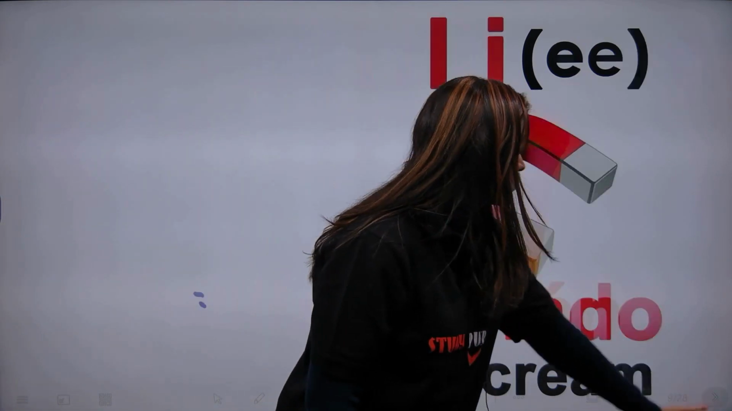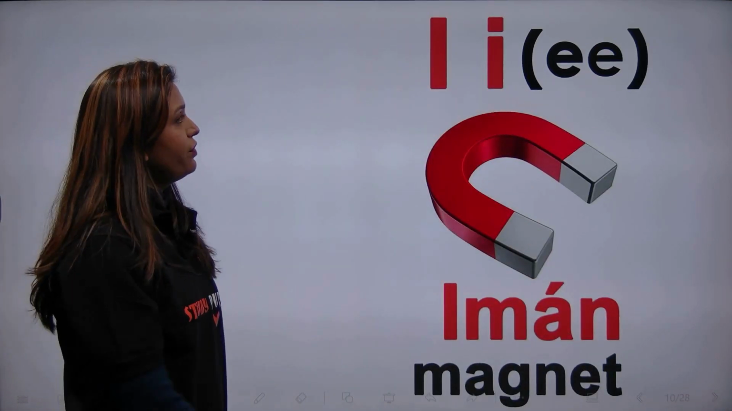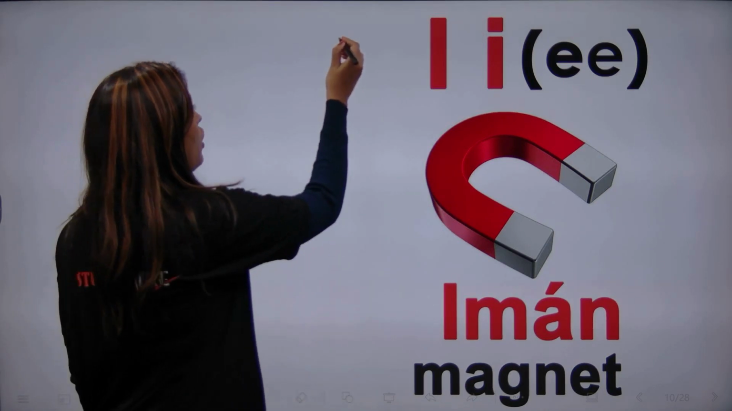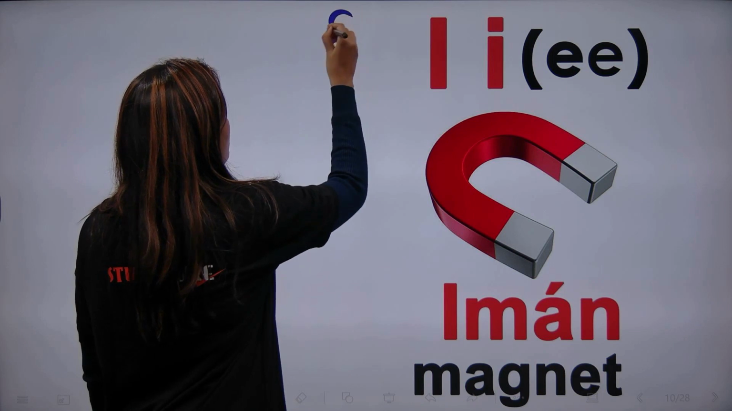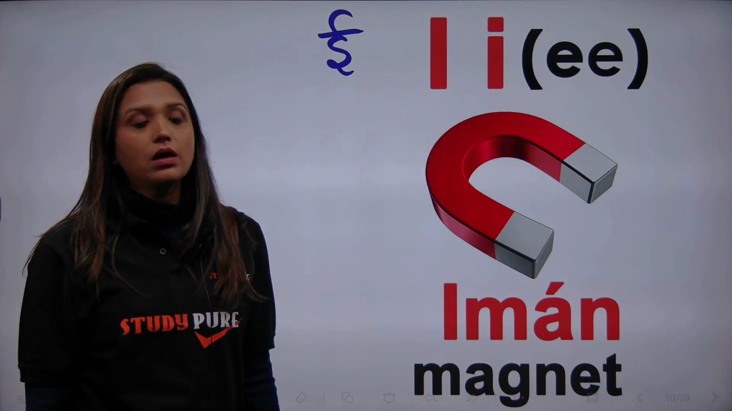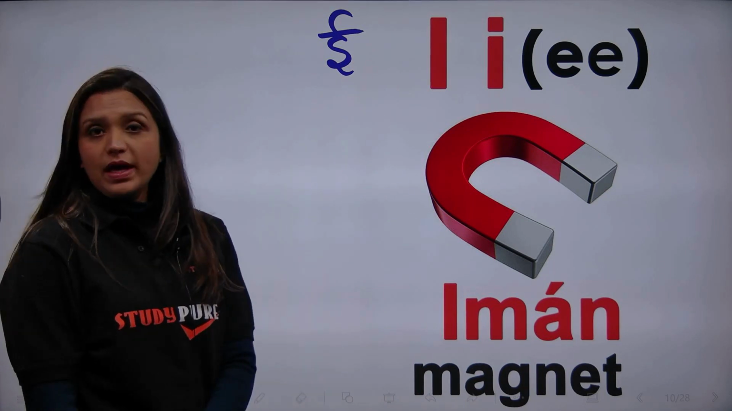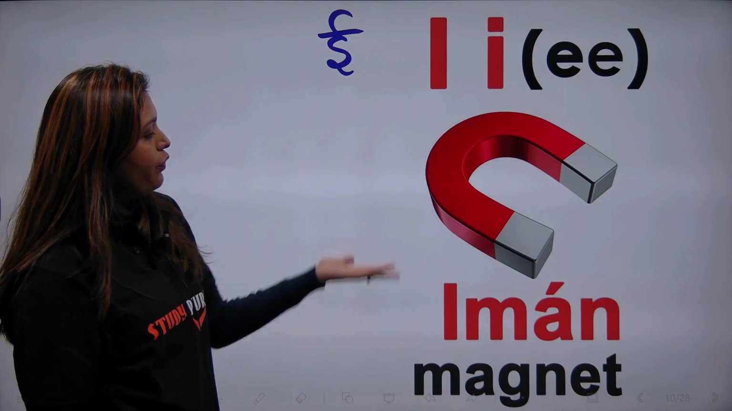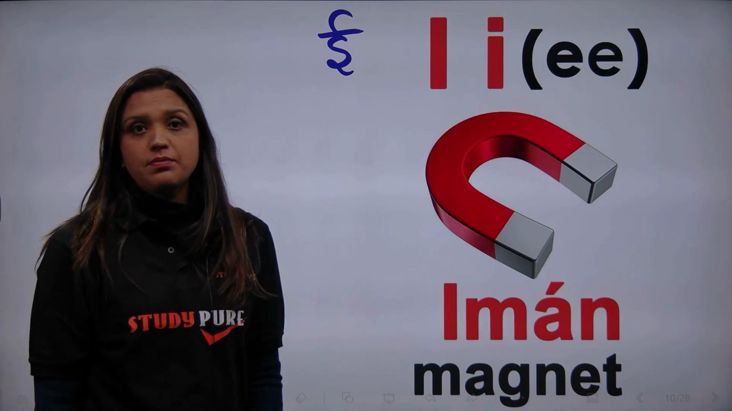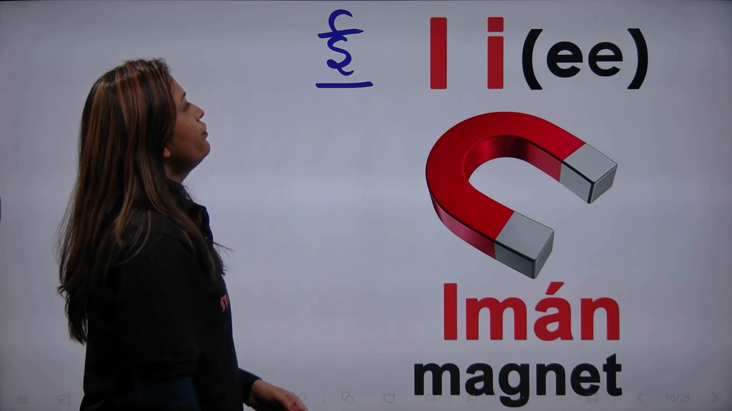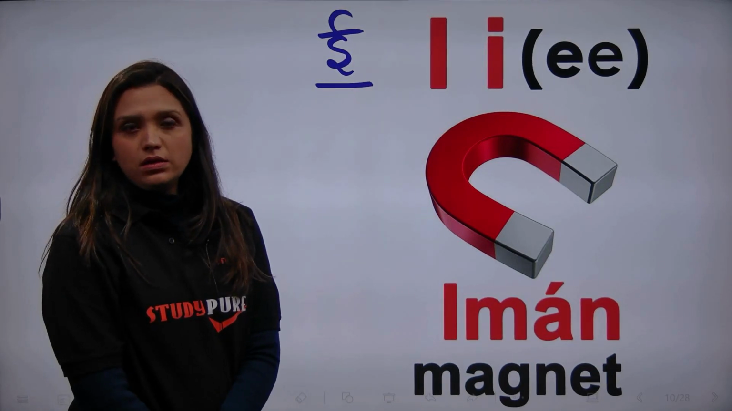Moving on. Now I have I. I in Spanish is called i. That's an I in Spanish. And what do we have? I for imán, which is a magnet. So this is your sound of I.